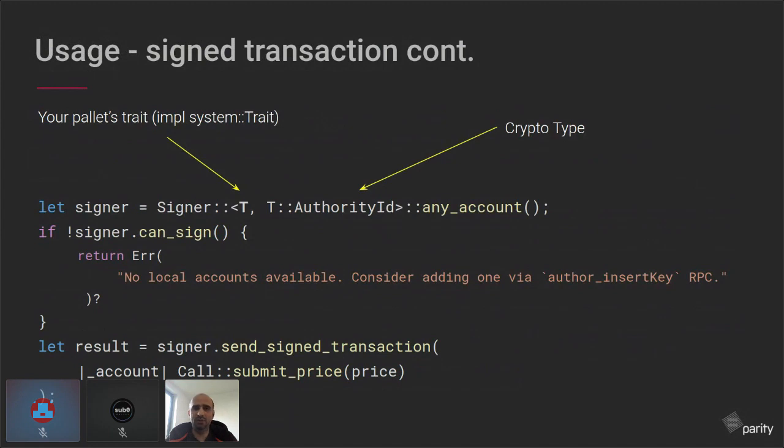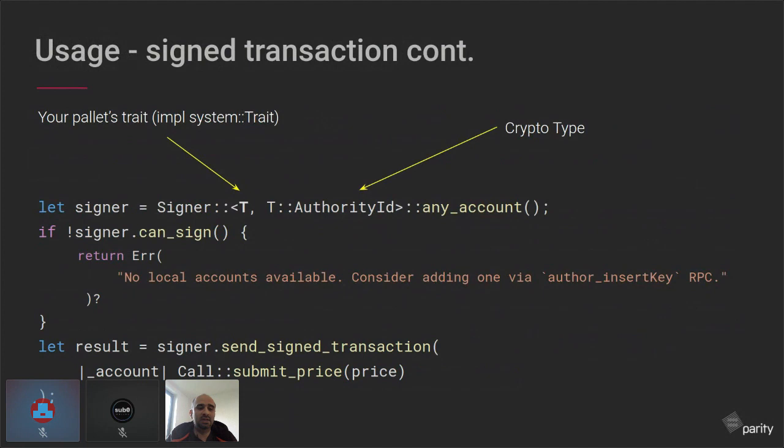There are multiple things to pay attention to here. Let's begin with any account. Basically, what we are doing here is we're instantiating a signer by calling any account. I'll explain what any account does in a bit, but also notice that we are passing the signer the types T and T authority ID. T in this case is the palette's trait that you've implemented, and the T is required to implement the system trait.